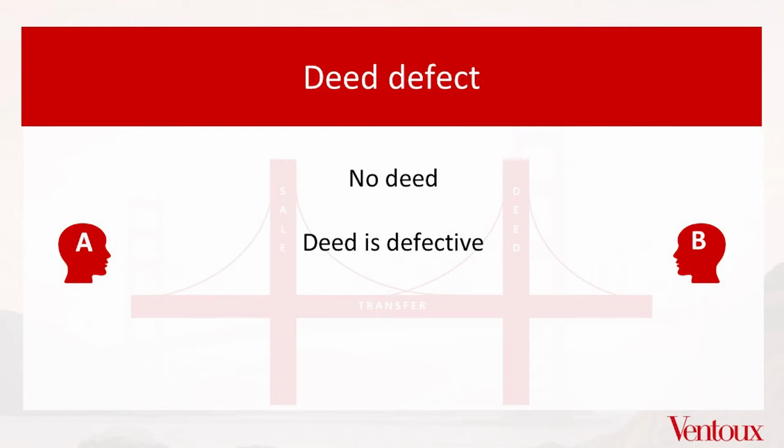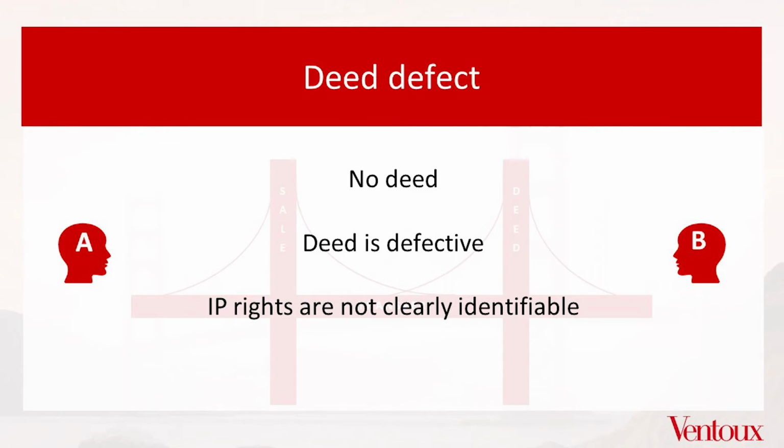The deed may also be fraudulently executed before a bankruptcy of the seller, or the deed was not signed by the seller or the other parties. The deed should be clear on which IP rights are being assigned. The IP rights that are assigned should be clearly identifiable in the deed.